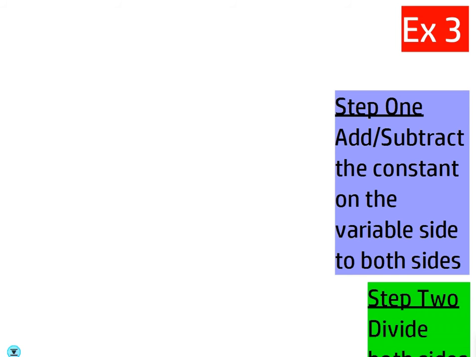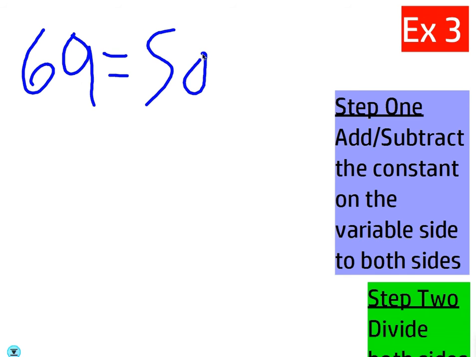Okay, let's do 69 equals 5a minus 1. Okay, so this time the variable is on the right side, but it doesn't matter, okay? It makes no difference at all. We still do the same steps. Let me draw the a, make it look a little bit better.